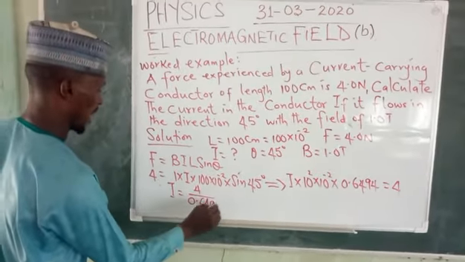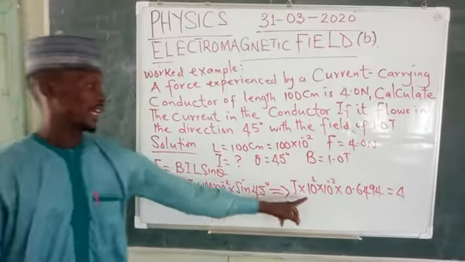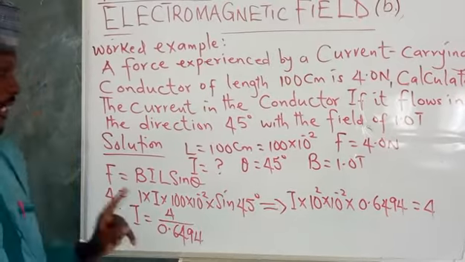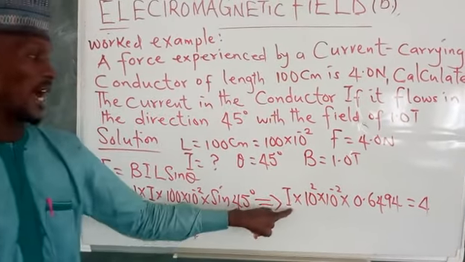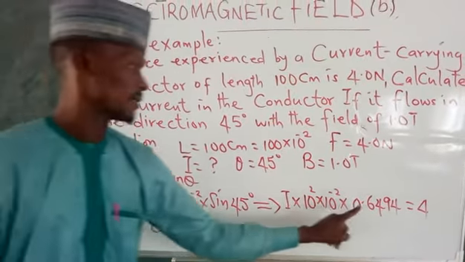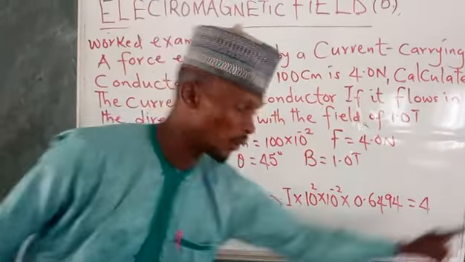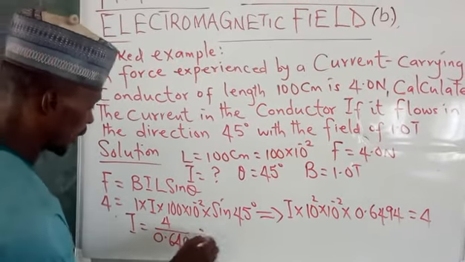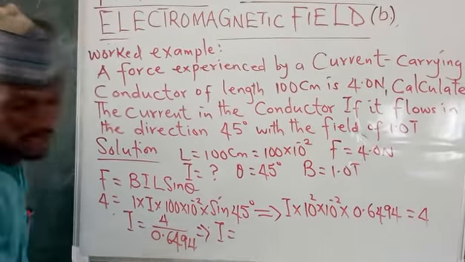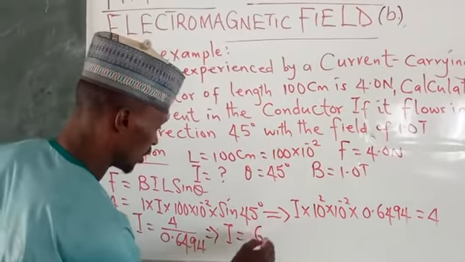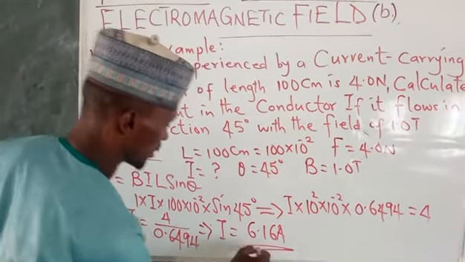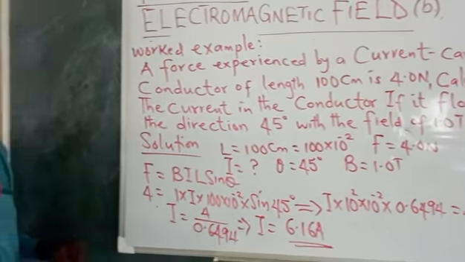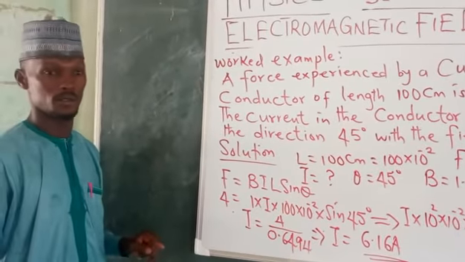From this data, we can easily recall our formula. F equals BIL sine theta. Remember this formula? This is the formula we just ended with before this particular example. We're going to proceed and make substitutions now. F is given as 4 equals, the B there is 1, times the I which is not known, times our L, which is 100 times 10 to the power of minus 2.